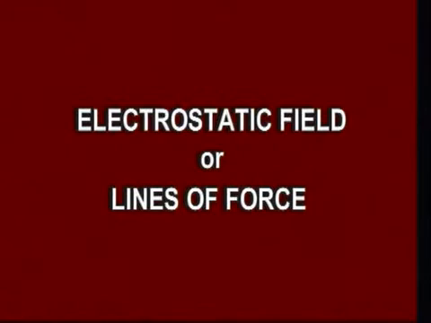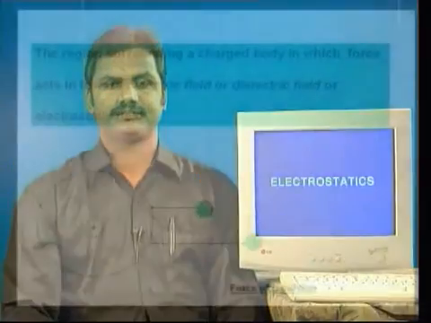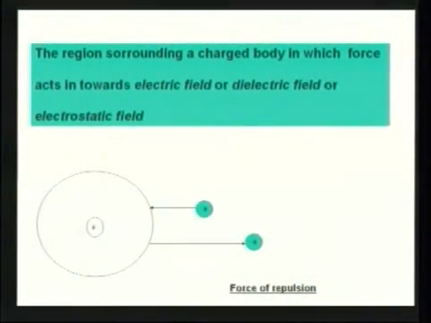The first is electrostatic field or lines of force. Electrostatic field is defined as the region surrounding a charged body in which force acts. It is also called electric field, dielectric field or electrostatic field. This shows the force of repulsion or attraction on a unit charge.